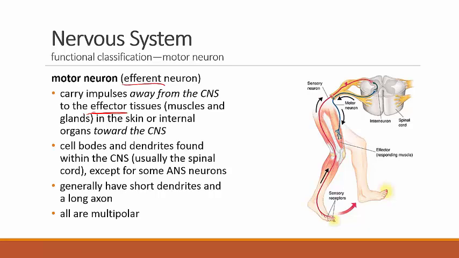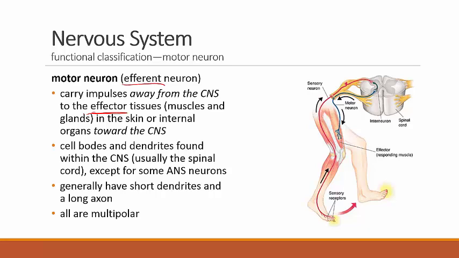Their cell bodies and the dendrites are usually found inside the central nervous system, usually in the spinal cord, except for some of the neurons associated with the autonomic nervous system. We'll talk more about the autonomic nervous system later in another lecture. They generally have relatively short dendrites and a long axon. So that long axon extends out toward whatever that motor tissue is. Maybe it's a muscle telling it to contract, or maybe it's a gland telling it to secrete. And all of these motor neurons are multipolar neurons.